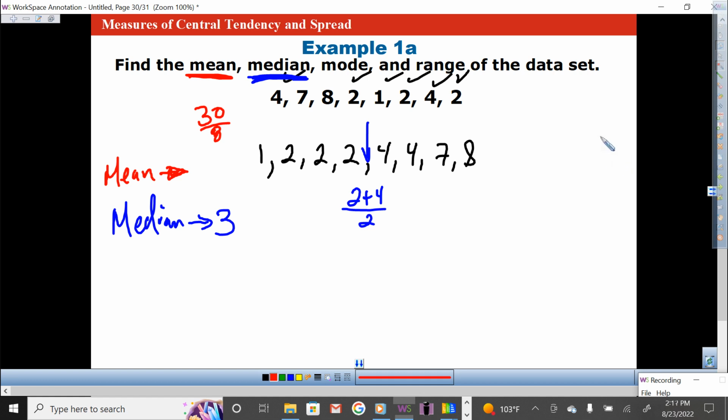Conversations. JC, what'd you get? 3.75. Hands, have you got that? That is correct. And last but not least, no, we're still not done. We got the mode.